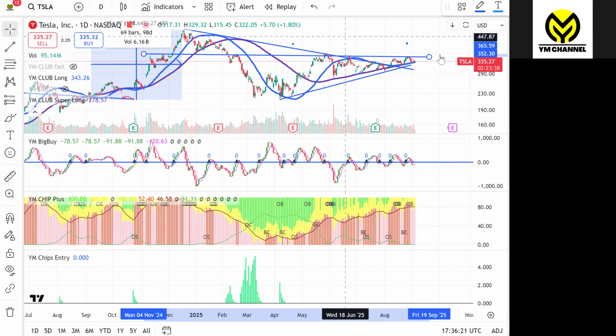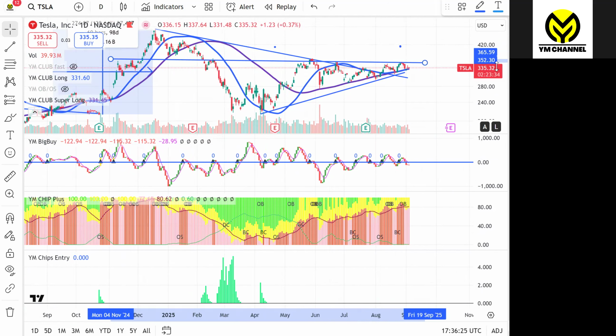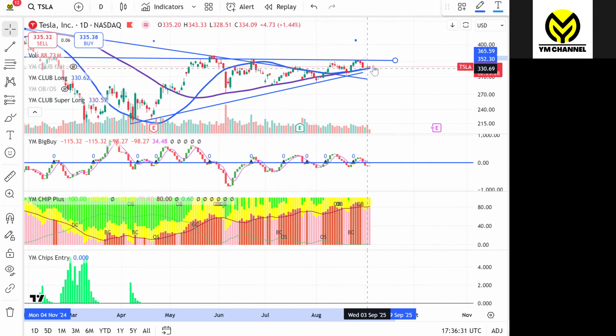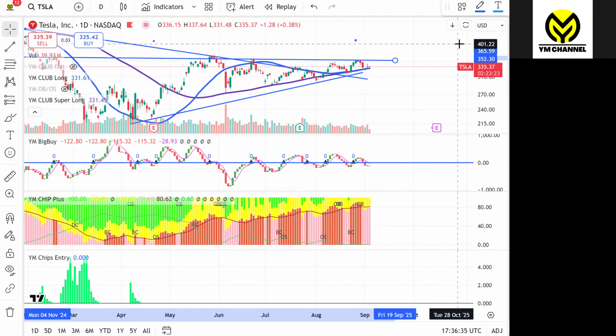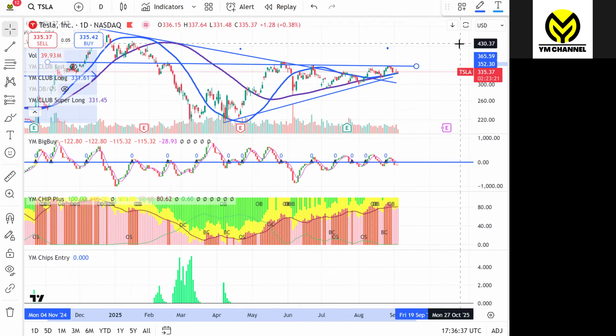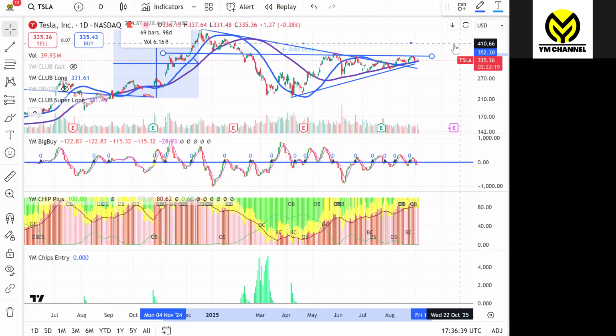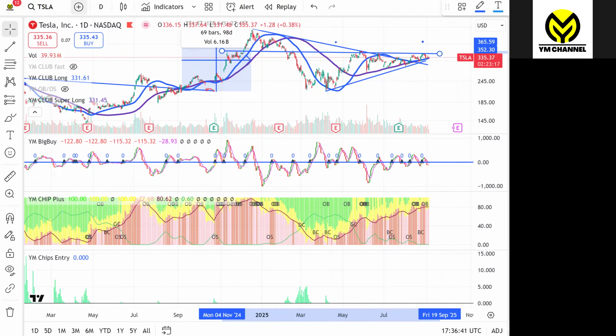So remember, we have a resistance around 352, this level. So this is the thing. We have a few more to go, and let's see if they can go up. This line will become a support. Is it possible? Yeah, it's possible, but we don't know yet. So this is the update for Tesla.